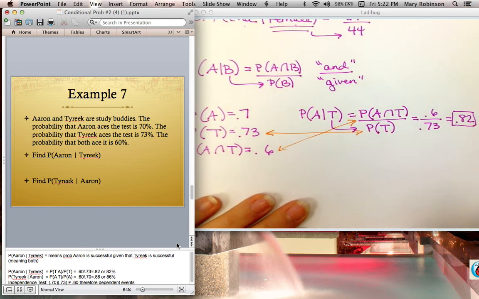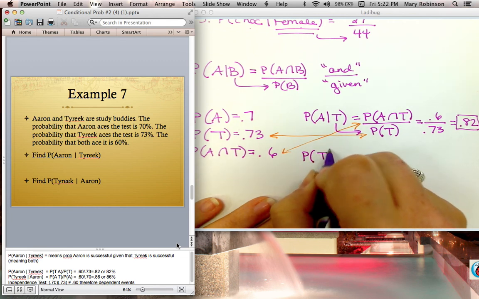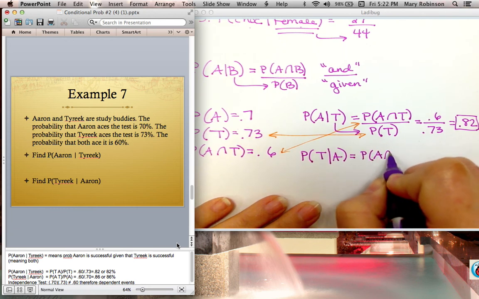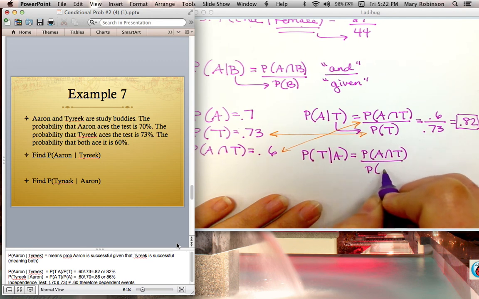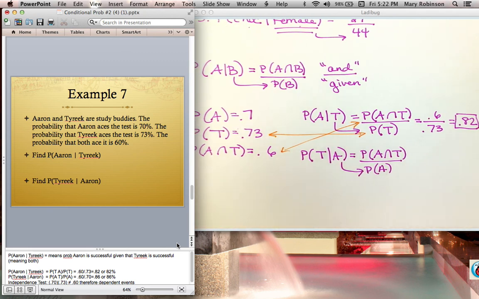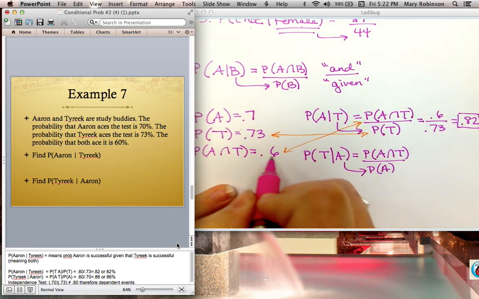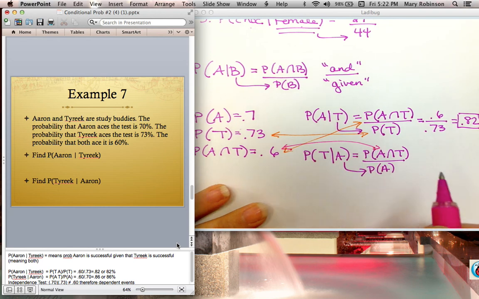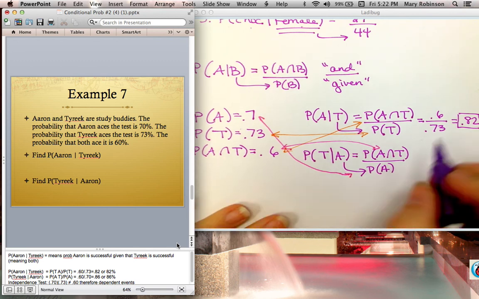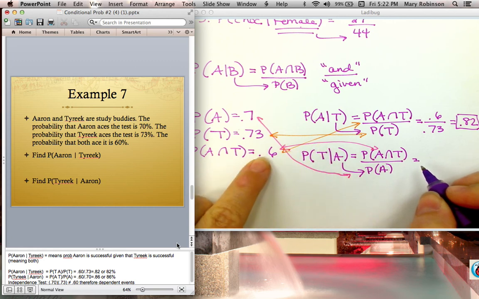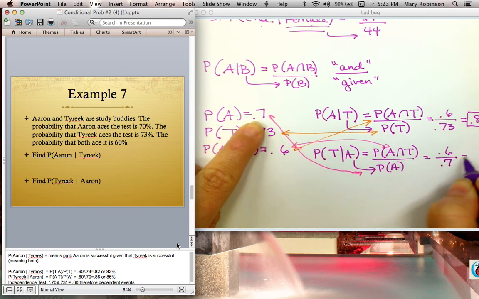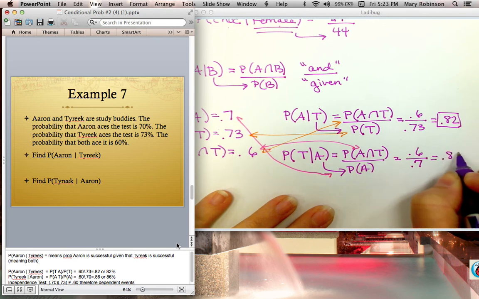Okay? Next, it asks us to find the probability of Tyreek given Aaron. Similar to what we just did with our conditional probability formula, it's "and" over "given." Only this time, it's the probability of Aaron on the bottom. So similar to before, the probability of Aaron and Tyreek goes here, and the probability of Aaron will go here. The probability of Aaron and Tyreek was 0.6. The probability of Aaron is 0.7. We simply type that in our calculator and get 0.86.